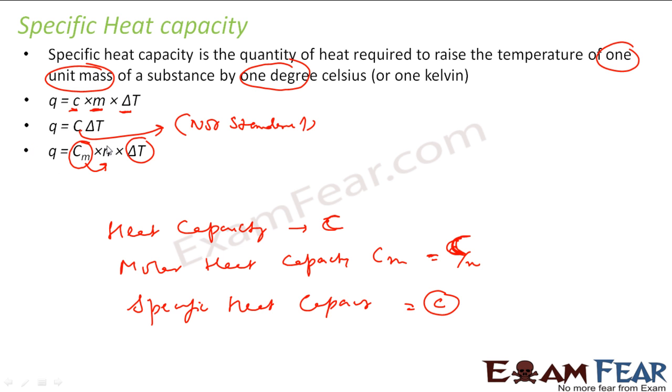Hope you understand the 3 formulas. The first one is the specific heat capacity, the most general one. There you have to multiply with the mass and delta T. The molar heat capacity one is also a little bit used, that is, the molar heat capacity into number of moles into delta T.